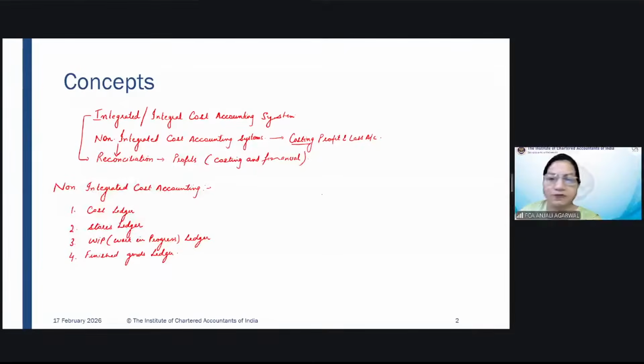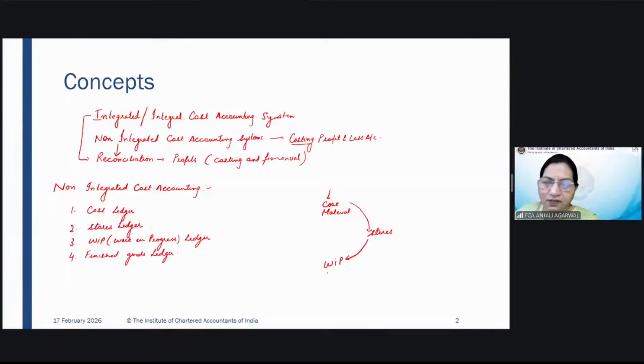So it is a simple concept that you incur cost. Let's say you have bought material which you will be using. So this material goes to stores. What you do with the material that you buy? Generally, you will keep it in the stores. So from stores, it goes to the factory production. So it becomes work in progress.